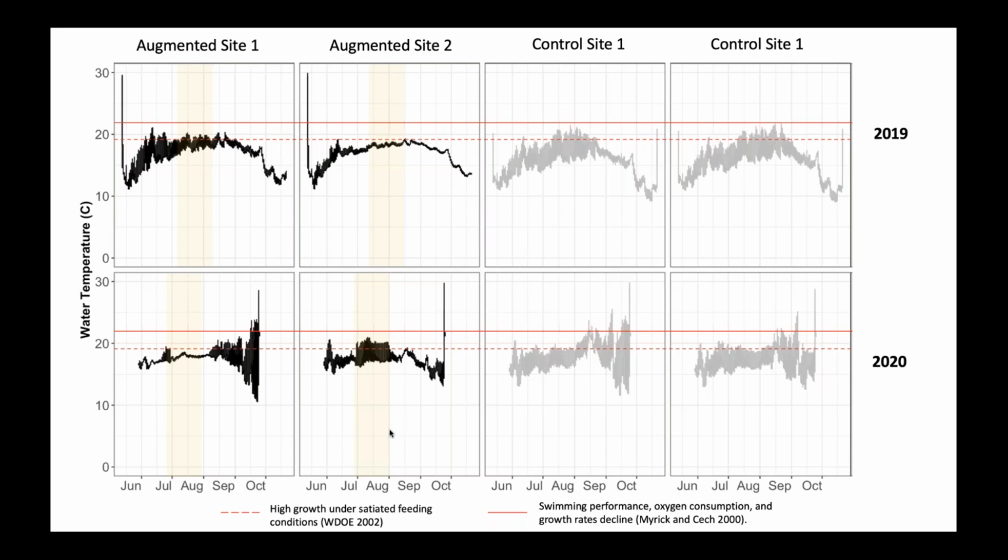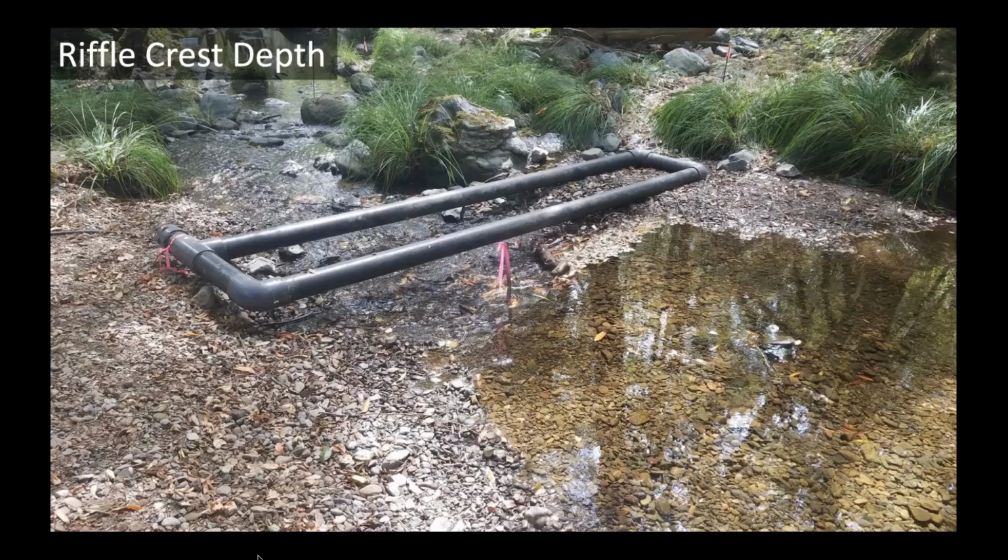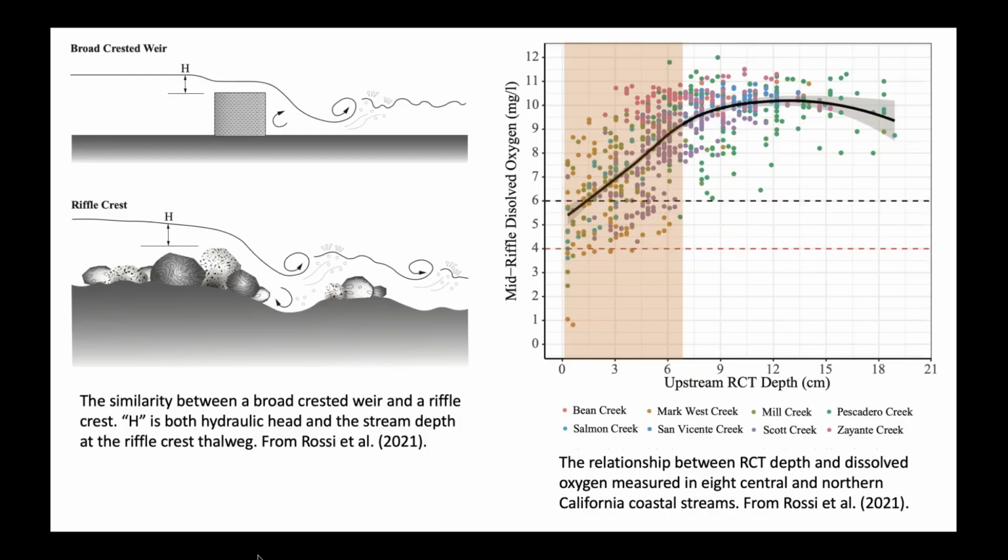So now I'll talk about riffle crest depth briefly. Riffle crest depth is a really important hydraulic measurement in these types of streams. So the riffle crest is the downstream extent of a pool, and it acts like a natural weir. It functions almost like Mother Nature's weir, and it has a strong effect on hydraulic and water quality and physiological conditions upstream of that weir. And we've got a publication that was just accepted on this relationship between riffle crest and the weir and its potential uses in stream ecology and management.